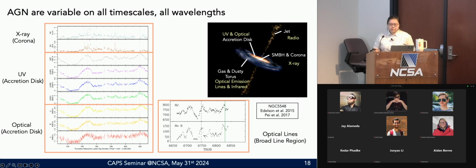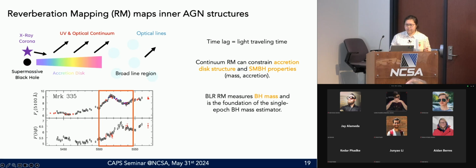Yeah, and so each of these wavelengths actually corresponds to a different inner structure of the AGN. For example, the X-ray corresponds to the corona, very close to the supermassive black hole itself. And then the UV and optical correspond to the accretion disk. And then the optical lines here correspond to the broad line region around the AGN. So by looking at the light curves from different parts of the AGN spectra, we can actually map out different parts of the inner structure without resolving the structures spatially. So this is the foundation of reverberation mapping.